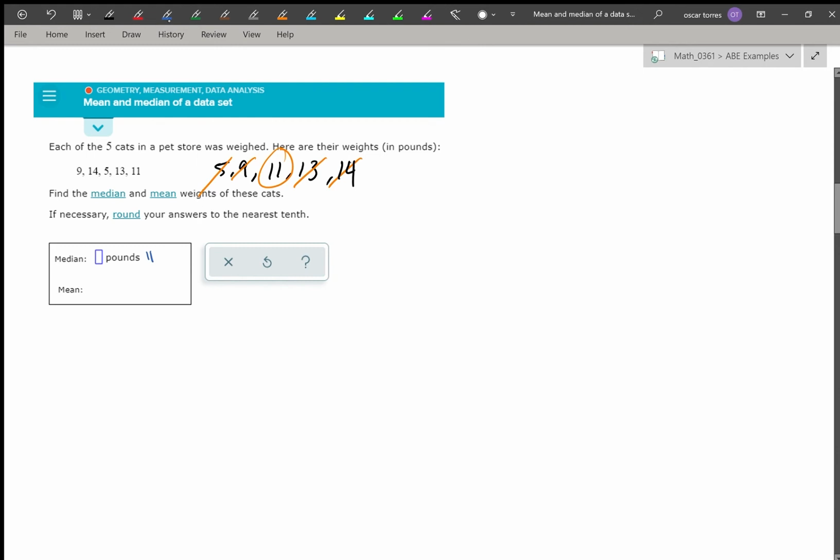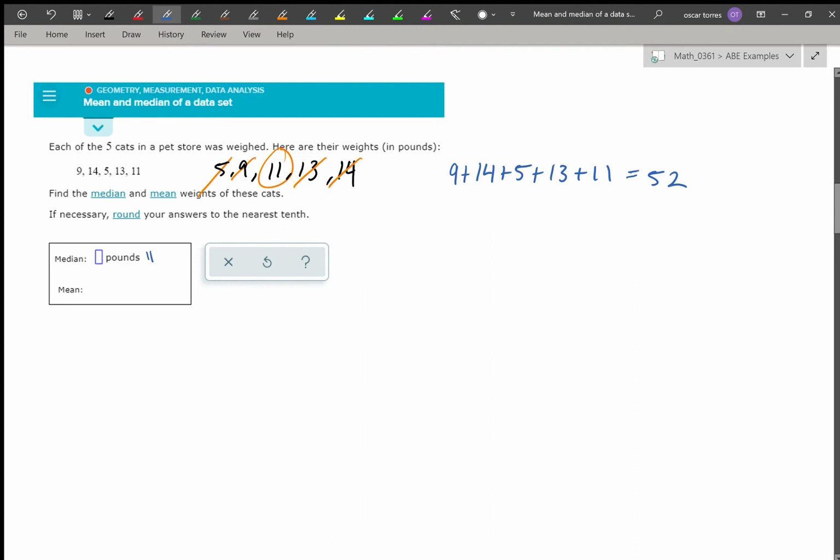So to find our mean, we're going to take all of our numbers and find the average of them, which means we add them together first. So we're going to take 9, add it to 14, add it to 5, add it to 13, and add it to 11. When I do that on the calculator, I end up getting the number 52. So the sum of our numbers is 52, but now we need to divide it by the amount of values that we have to find the average.